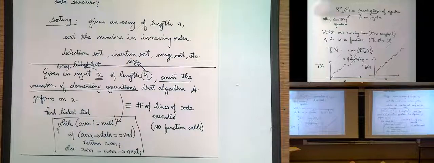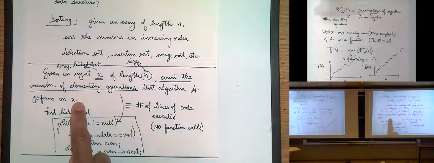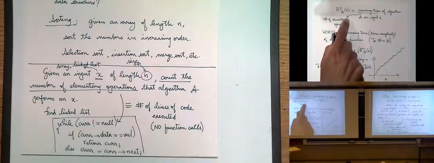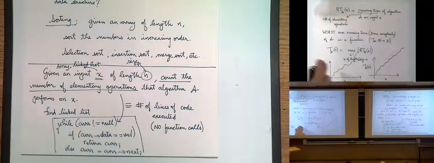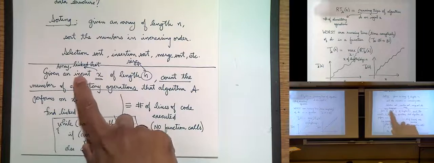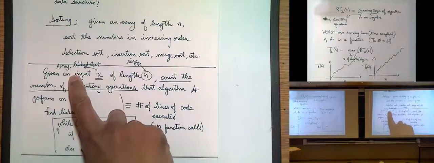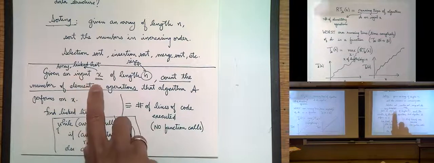Now you could imagine that if you have two different algorithms, yeah? X is not an integer. X is an input to the algorithm. N is the size. No, it's an input for the algorithm.